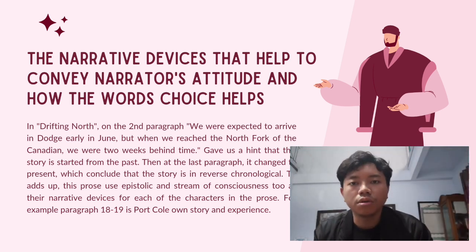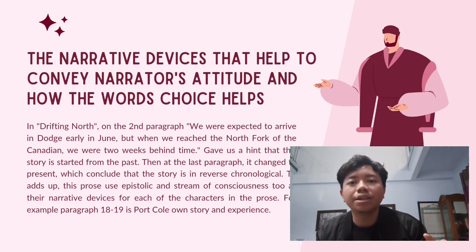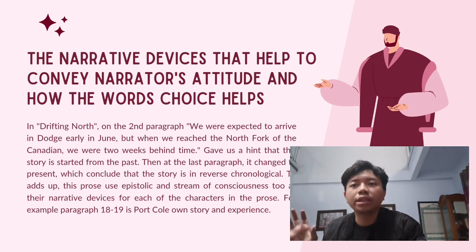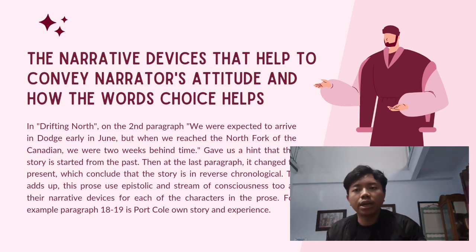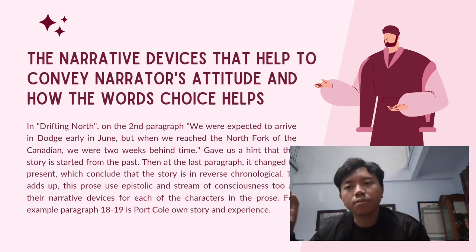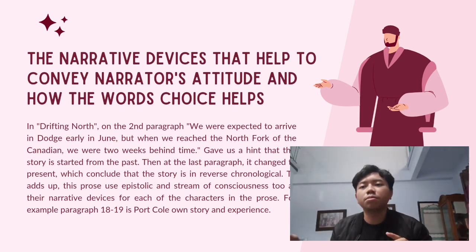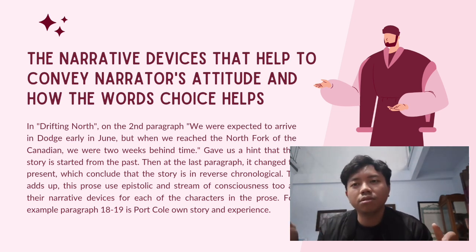Now, about the prose, Drifting North. In the second paragraph, you can read the text where we were expected to arrive in Dodge early in June, but when we reached the North Fork of the Canadian, we were 2 weeks behind the time. So it implies that it is in the past. They are late for something, for the event. So we can conclude that the story is reverse chronological, from the past to the present, or maybe the past and then an upcoming event and then other events that started from the past.